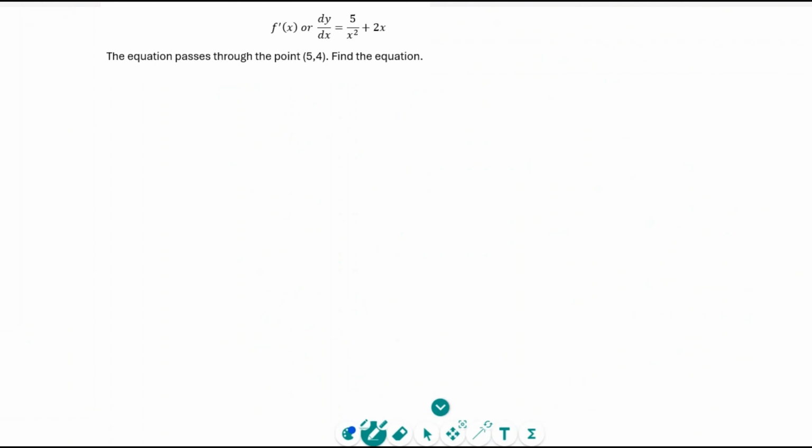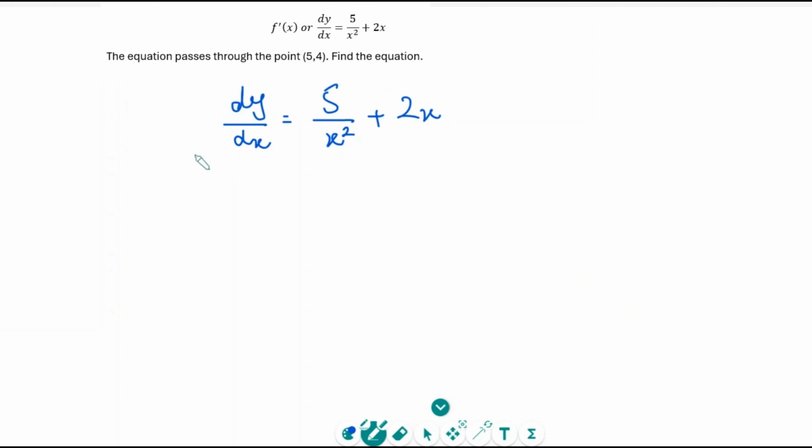Let's look at a question now. The derivative of f, or dy by dx, is given as 5 over x squared plus 2x. And they want you to find the equation of y, and they've also given you a point that it passes through, 5 and 4.